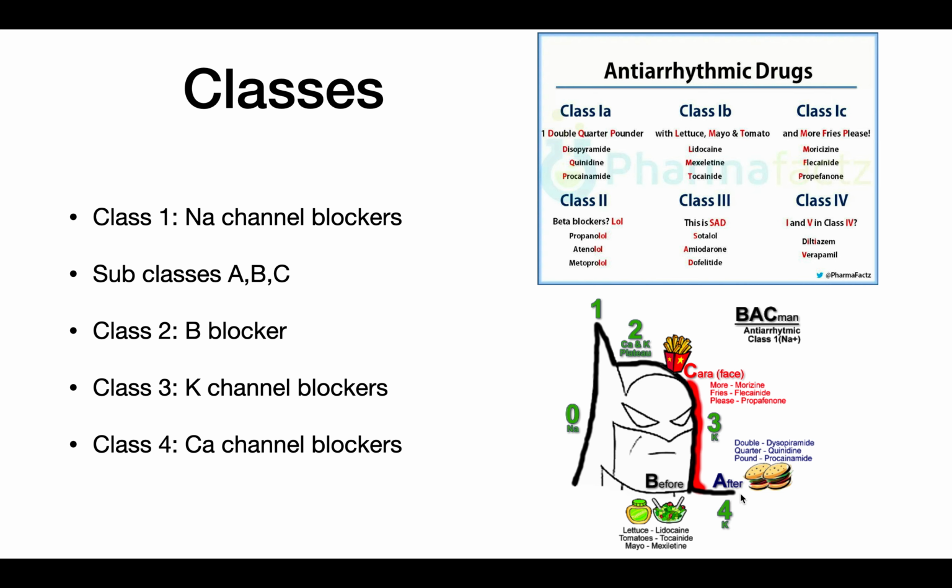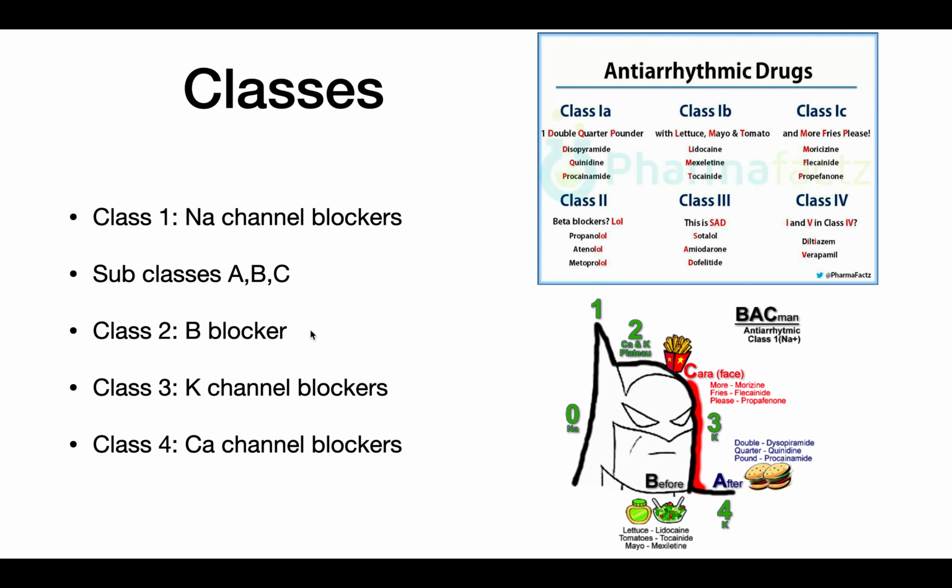So A is going to be double quarter pounder. Like I said again, disopyramide, quinidine, and procainamide. And B for the sodium channel blockers. Class 1B would be lettuce, tomato, and tomato. So lidocaine, mexiletine, not really used as much as lidocaine, and tocainide. These are more commonly used in the hospital. So Bachmann, important to remember.